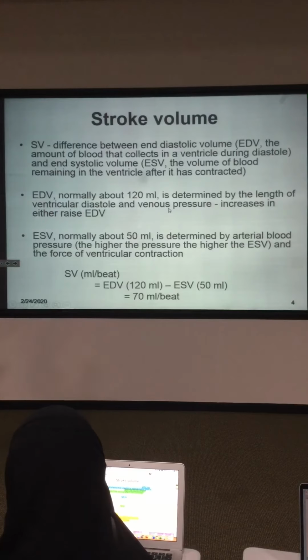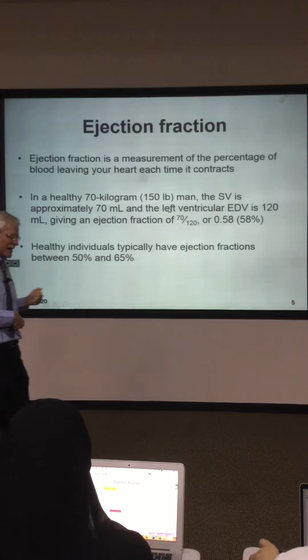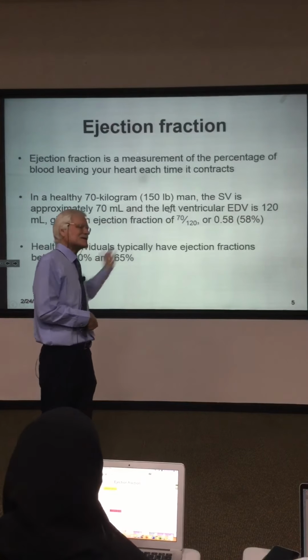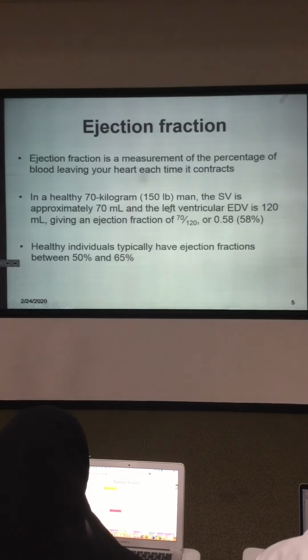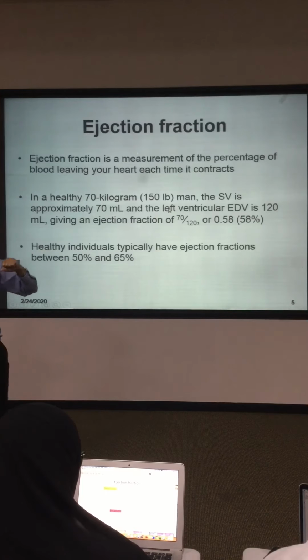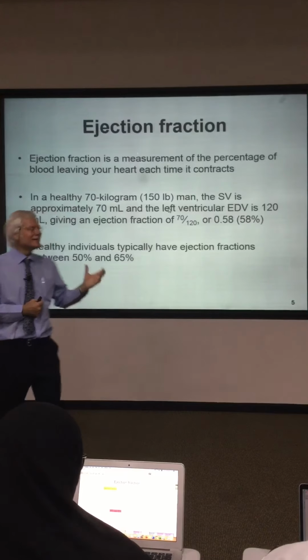Here's a little example. So one other number or figure that we need to be aware of is ejection fraction. Ejection, obviously that's blood coming out of the heart, and the fraction of it. And so the ejection fraction is a measurement of the percentage of blood leaving your heart each time it contracts. So in other words, if you had 100 mils of blood and 50 mils came out, the ejection fraction would be 50%, wouldn't it? Yeah?